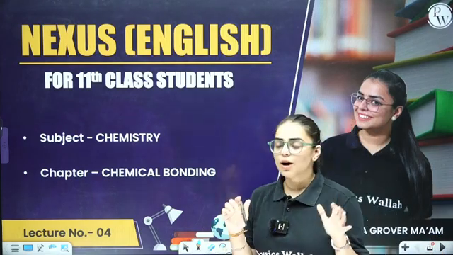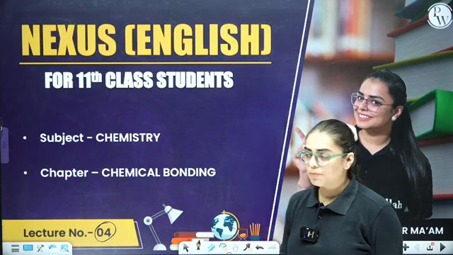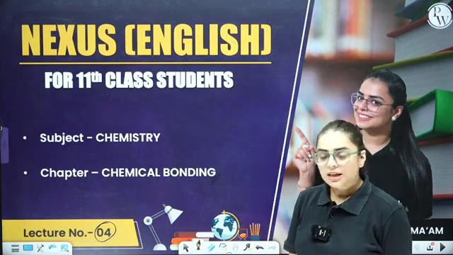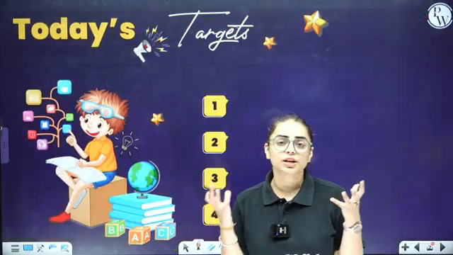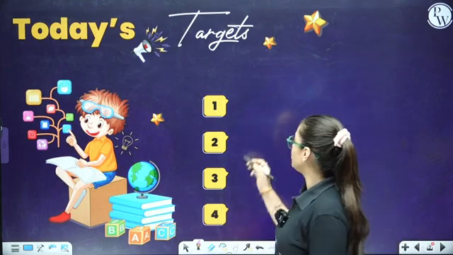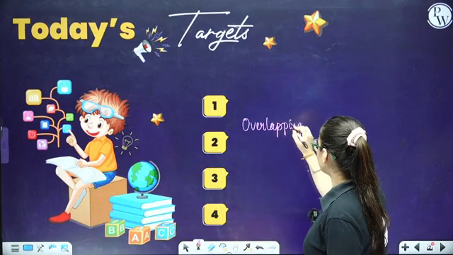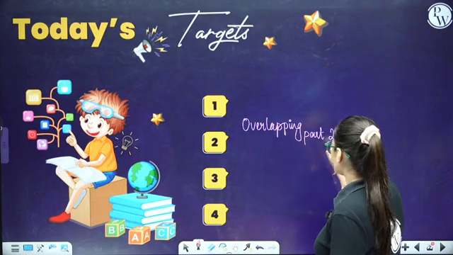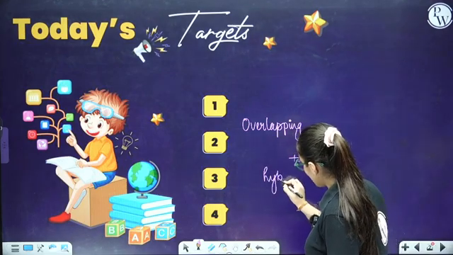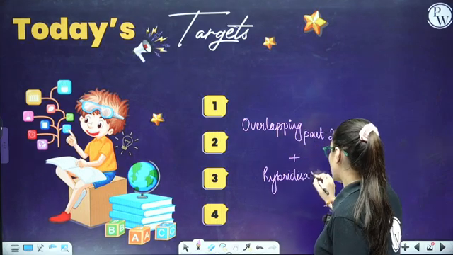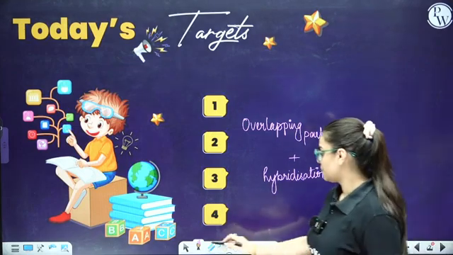Yes students, as I have already told you, we are going to start with lecture number 4 for your chapter, chemical bonding. Yes everyone, chemical bonding. So let us proceed. What is today's target or today's topic we are going to complete? We are going to proceed with overlapping part 2. Yes, and after that students, we are going to do some topics of hybridization as well. Clear everyone? So these are the segments that we are going to cover.